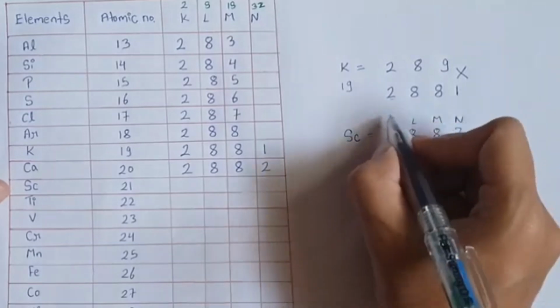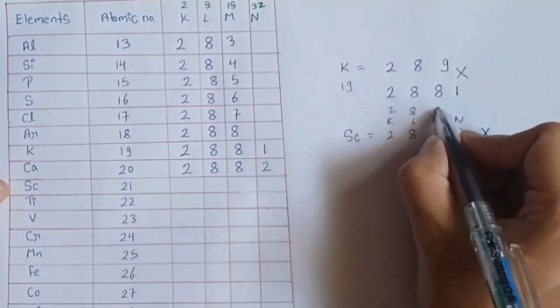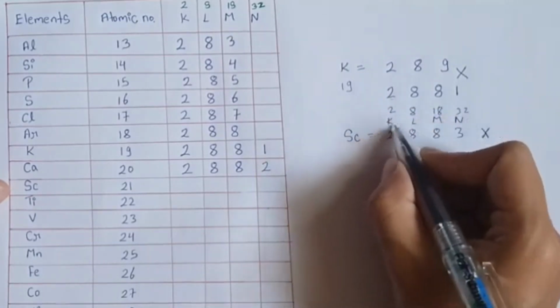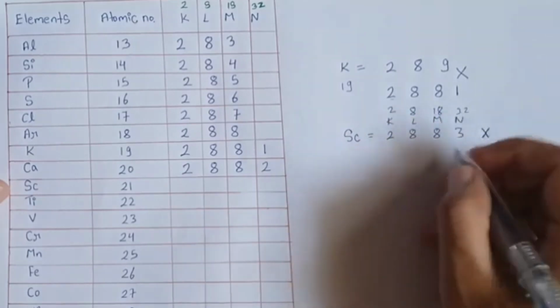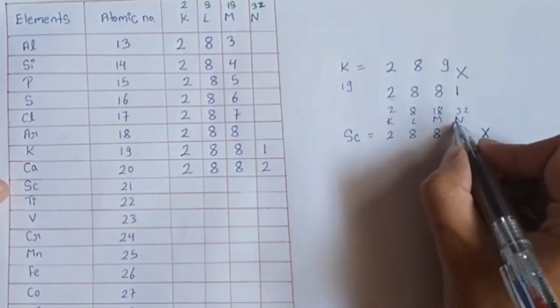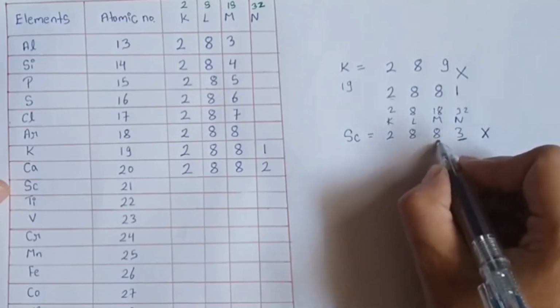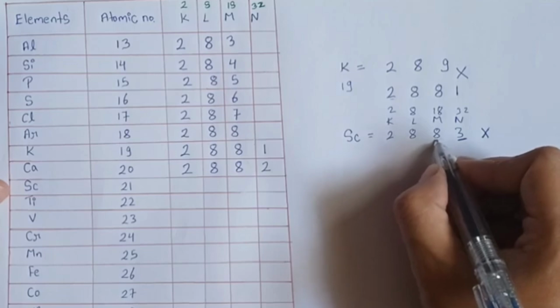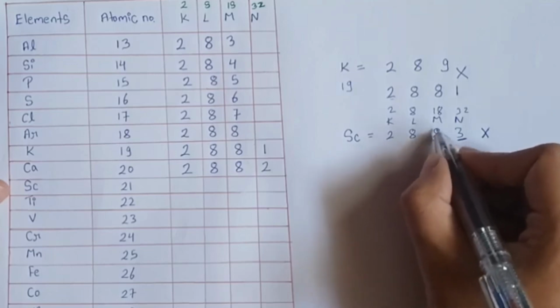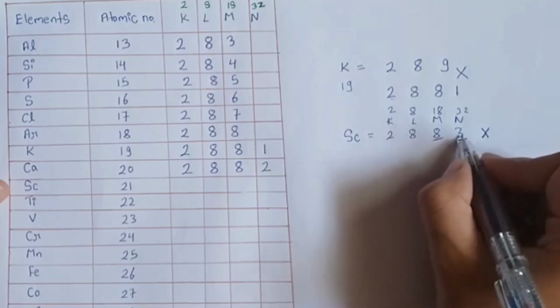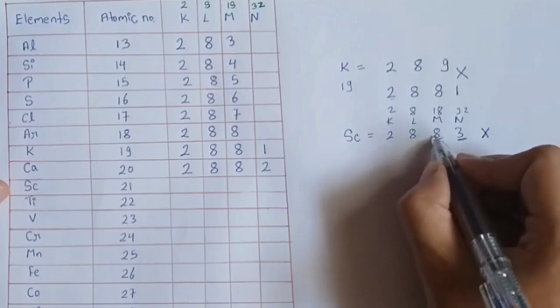That means K, L, M, N. In the K shell you have 2, in the L shell 8, in the M shell 18 and in the N shell 32. According to this rule, you cannot take more than 2 in the N shell. Here you are getting 3, so it is wrong. You cannot take 3. Why? Because the inner shell should be filled with the complete 18 electrons. If you see in the M shell, it should be a complete 18 electrons, and you are getting 8 electrons here.